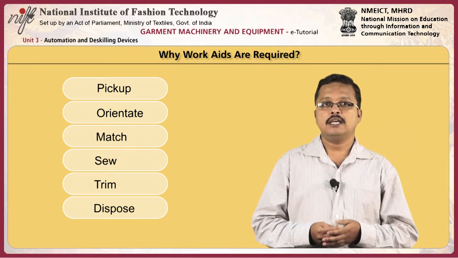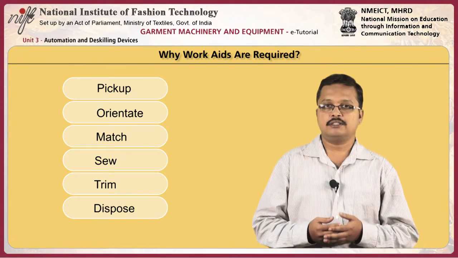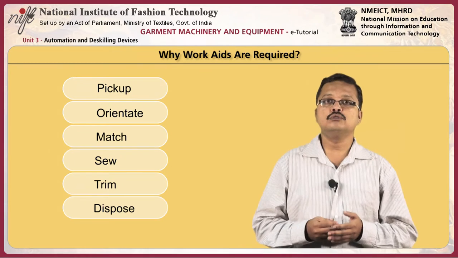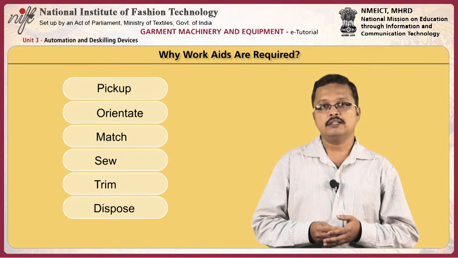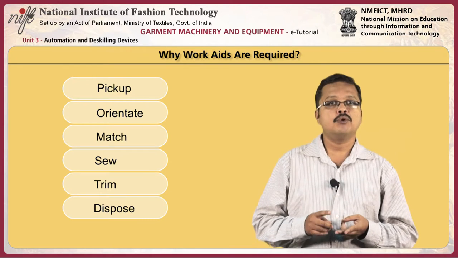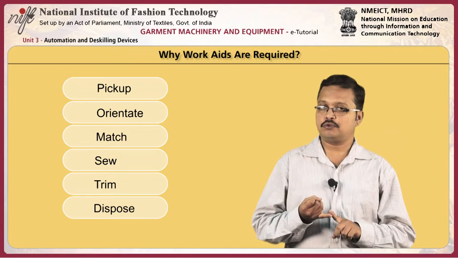Typically, a sewing operation is of short cycle in nature. The basic work content might vary anywhere from a few seconds to 2 minutes. All these cycles will have the below 6 stages. They are pickup, orientate, match, sew, trim and dispose.